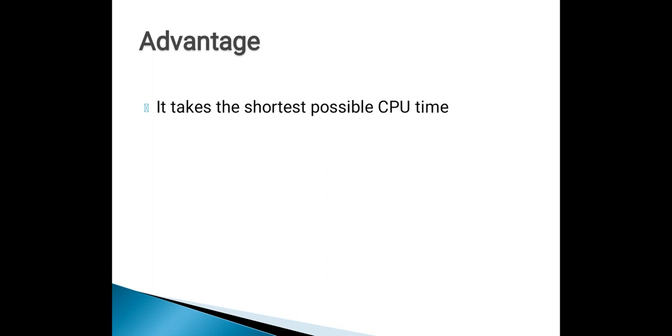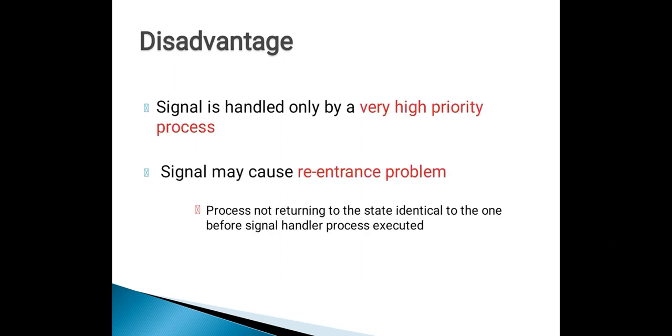The advantage of the signal function: it takes the shortest possible CPU time. Disadvantage of the signal function: it is a very high priority process, and signal may cause a re-entrance problem. Re-entrance is nothing but the process not returning to the state identical to the one before the signal handler process executed.